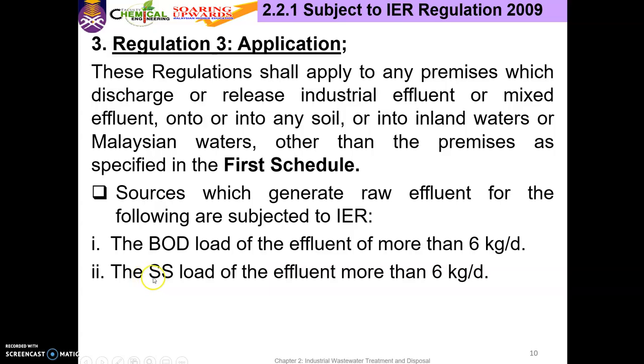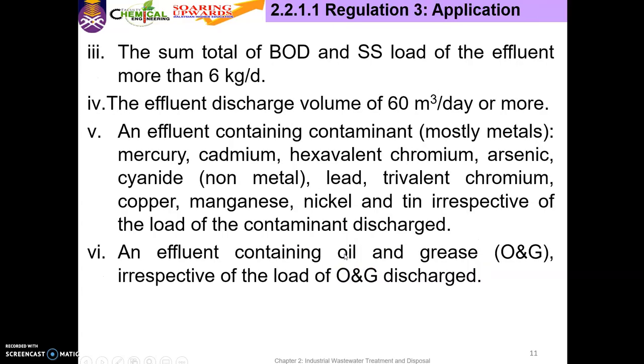Okay, item number 2, the suspended solid load of the effluent more than 6 kg per day. So if the calculation shows that the suspended solid load is more than 6 kg per day, the wastewater must be treated. Item number 3, the sum total of BOD and SS load of the effluent more than 6 kg per day. Let's say number 1 and 2 just now, 3 plus 2, which is 5. So if 5, is it more or less than 6 kg? Less, right? Okay, so if all those items are less than what is stated here, there is no need to do wastewater treatment.